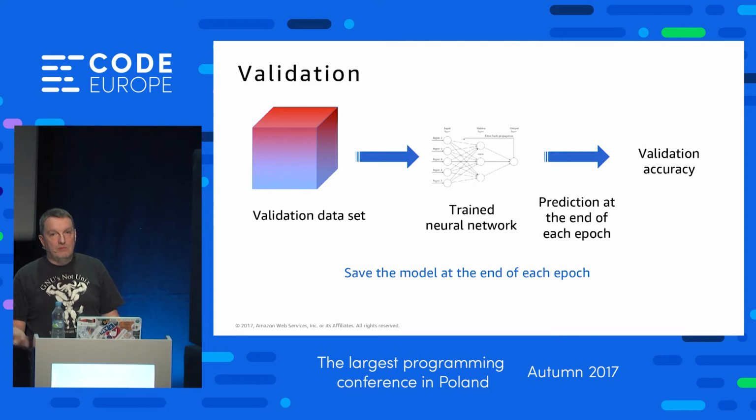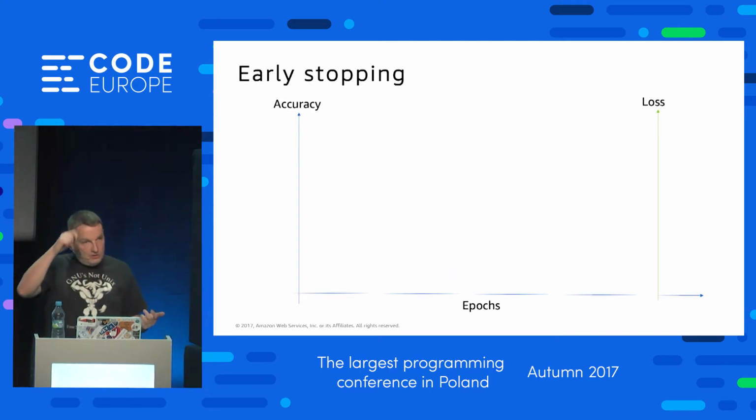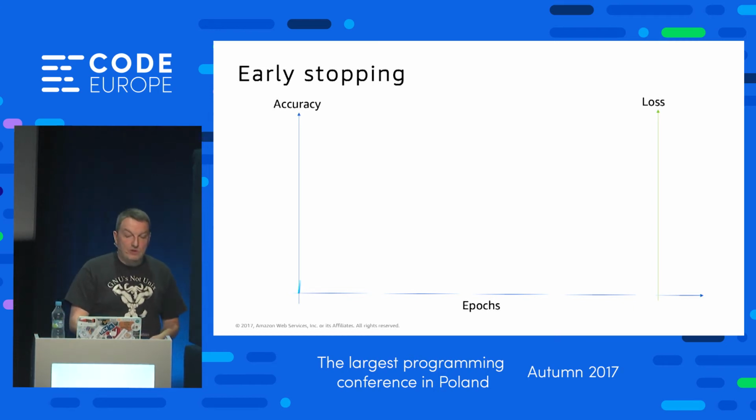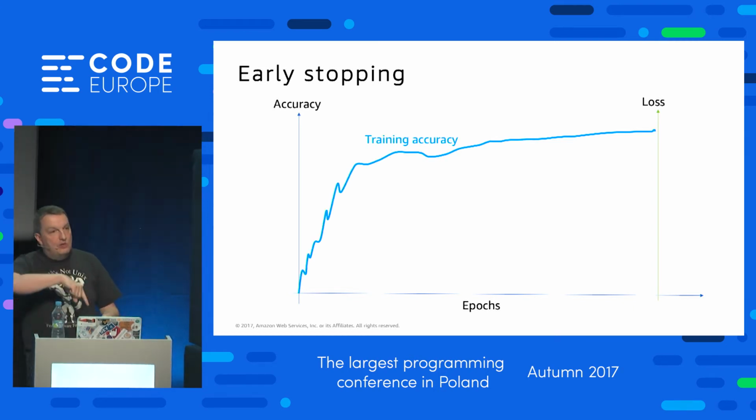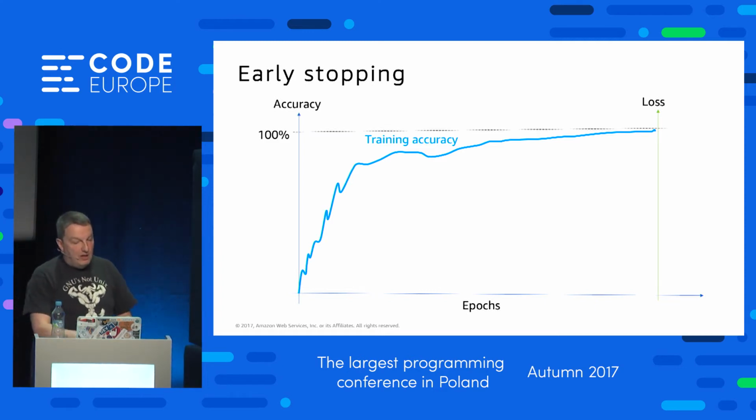So the question is, when do we stop? How do we know when to stop? Well, if you plot those values, this is what you're going to see. Training accuracy is going to move up and down a bit, but eventually you get to 100%.